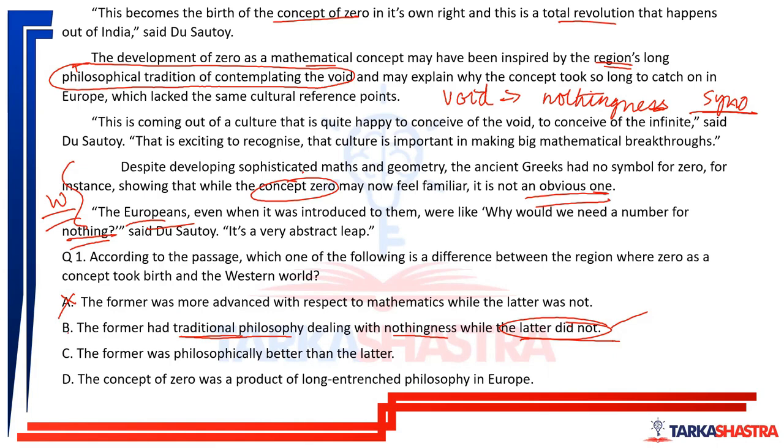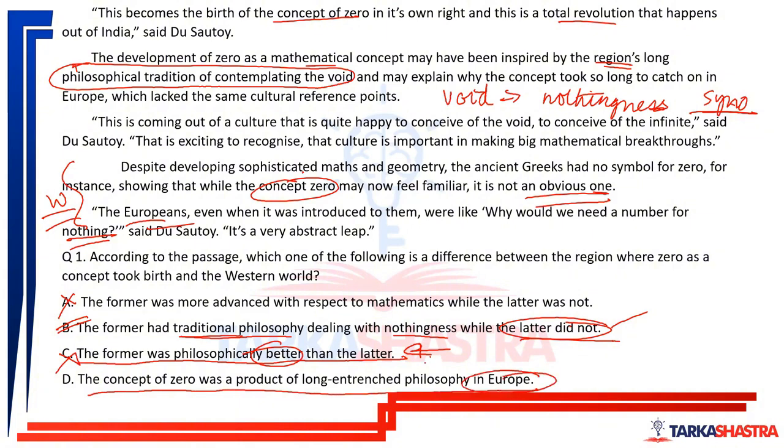Okay, so the correct answer should be B. But in verbal, we decide whether the answer is the best answer or not on the basis of the other options as well. So we should go ahead and first nullify or eliminate the other options. The former was philosophically better than the latter. There is no such better or worse comparison. So no. The concept of zero was a product of a long entrenched philosophy in Europe.